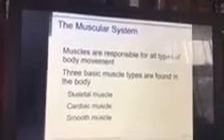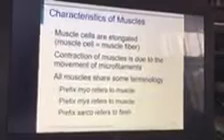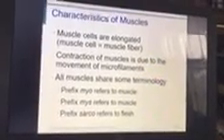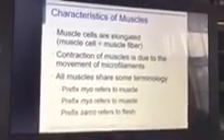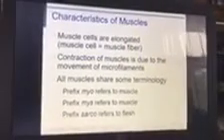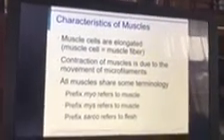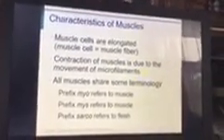These are the skeletal muscles, the cardiac muscles, and the smooth muscle. Characteristics of muscles: muscle cells are elongated. The contraction of muscles is due to the movement of microfilaments. All muscles share some terminology. In this case, myo and mys refer to muscle, while the prefix sarco refers to flesh.